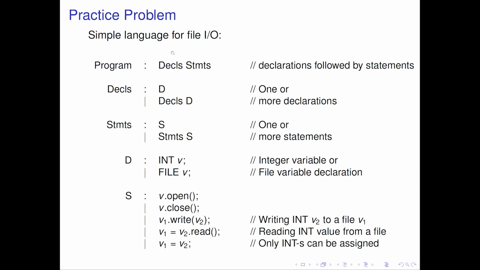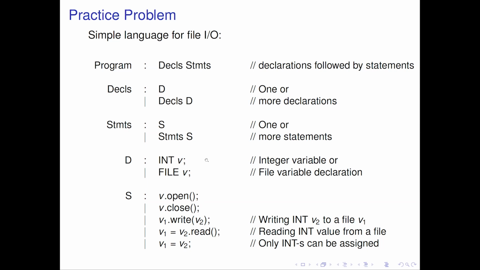Okay, so here programs have some declarations followed by statements. So declarations is a list of declarations. Statements is a list of statements. Each declaration either declares an integer variable or a file variable. And your statements are one of these 5. You can open a file, or you can close a file, or you can write to a file. Note that here V1 has to be a file and V2 has to be an integer. You can read from a file. So v1 has to be an integer, v2 has to be a file, and you can also assign one integer to another. So very simple language which does things with file IO.